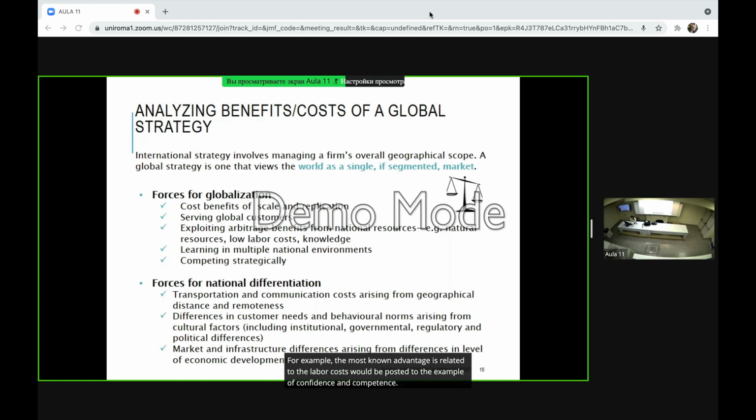Competing strategically, and learning benefits. Learning benefits mean not only accessing new knowledge, but the ability to integrate and share this knowledge within the home country. On the other side, we have some forces which pressure for national differentiation. For example, the cost of transportation and communication, and the fact that in many cases, especially for specific products, customer needs and preferences are very different across countries.